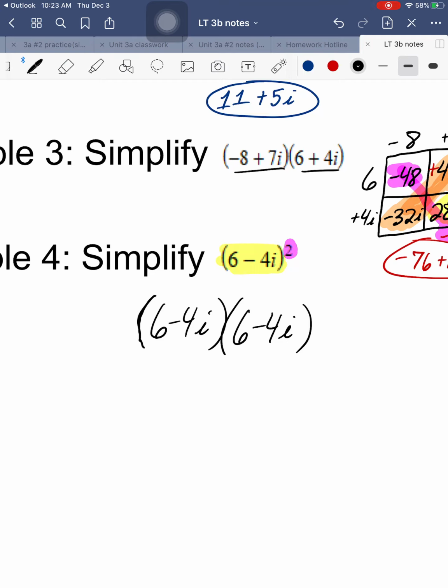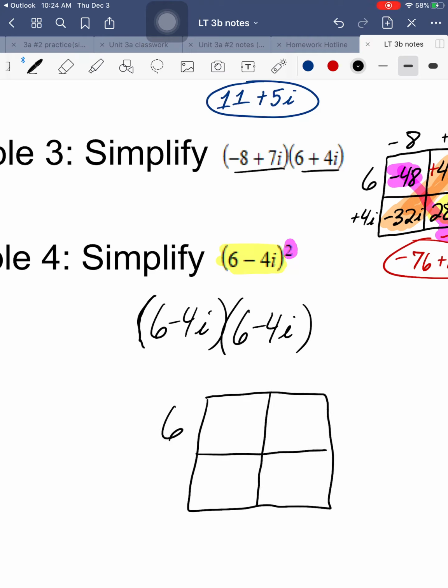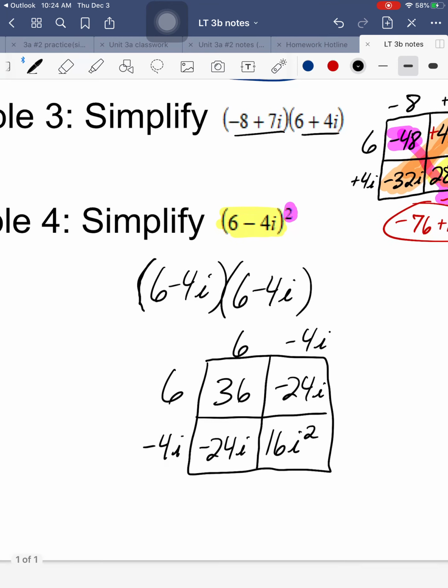Now it's going to be exactly like example 3. So if we're going to do this with a Punnett square, we certainly can. So 6, it's a minus 4i. 6 minus 4i, doesn't matter which one you put where. 6 times 6 is 36. 6 times negative 4i is negative 24i. Negative 4i times 6 is negative 24i. Negative 4i times a negative 4i is a positive, 2 negatives multiplied, 16i squared.